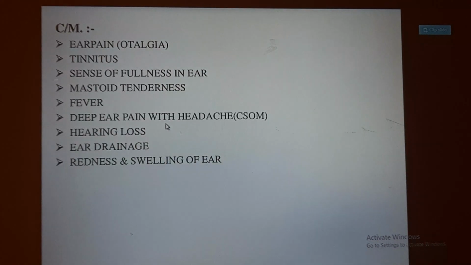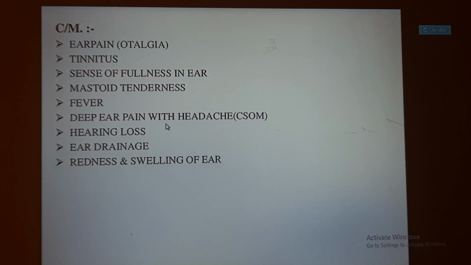Now we will see the clinical manifestations. Due to otitis media, what symptoms occur? First, there will be severe pain. Ear pain we call otalgia. The word algia, wherever you see it, represents pain, so otalgia means ear pain. Then tinnitus, which is a tingling sensation in your ear. And then a sense of fullness in the ear.